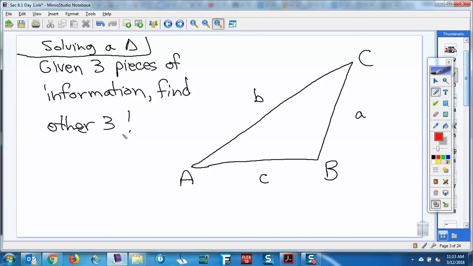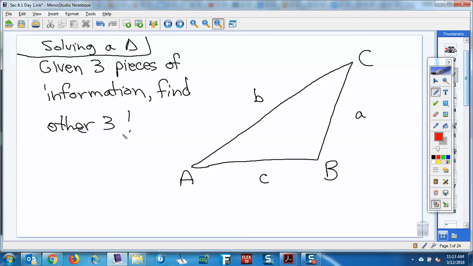Well, if you're given 3 pieces of information, there's 3 angles, there's 3 sides. So you could be given the 3 sides, right? Now you guys might remember that from geometry. We would call that side, side, side, SSS, right? So we might be given 3 sides. Now, 3 sides, well, we'll get into that in a minute. You could be given 3 angles. Angle, angle, angle, right? Could you find the other 3 sides?